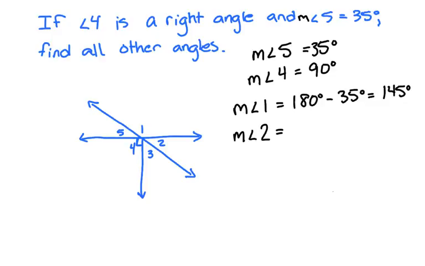Okay, the measurement of angle 2, if we look at this picture here and ignore this line coming down, we could see that these two lines intersect, meaning angle 5 and angle 2 are opposite of each other, and those are vertical angles. And remember, vertical angles are congruent, which means angle 2 is going to have the same measurement as angle 5. So that's 35 degrees.